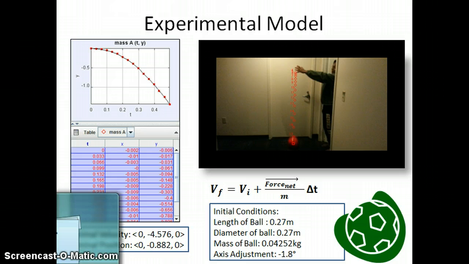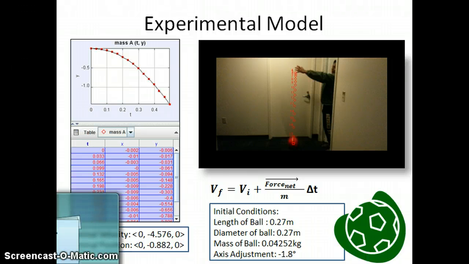I recorded myself dropping a soccer ball from a height of approximately 1.5 meters for 0.4 seconds. I then uploaded my video observation into Tracker to derive the position of the ball during 12 frames. In order to establish a frame of reference, I used a calibration stick that measured the diameter of the soccer ball to be 0.27 meters and adjusted my right-handed axis to a tilt of negative 1.8 degrees.